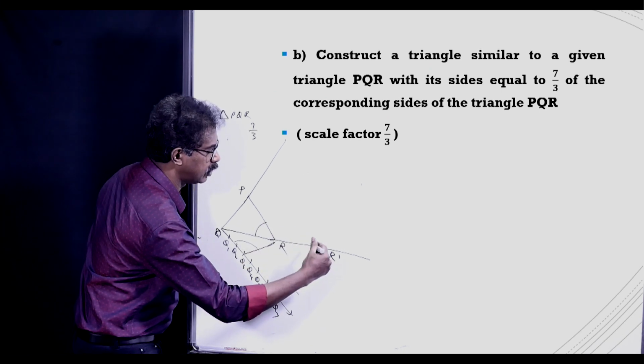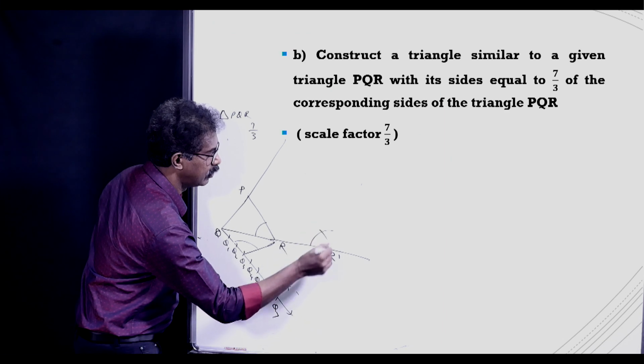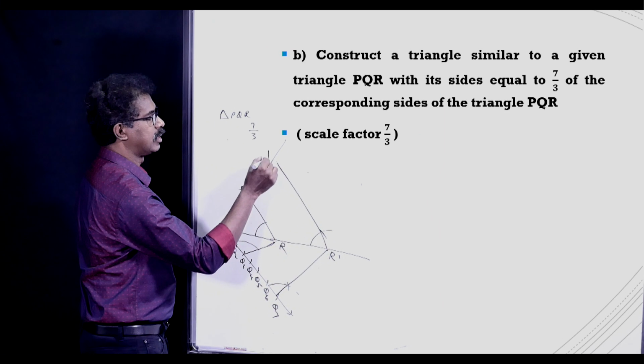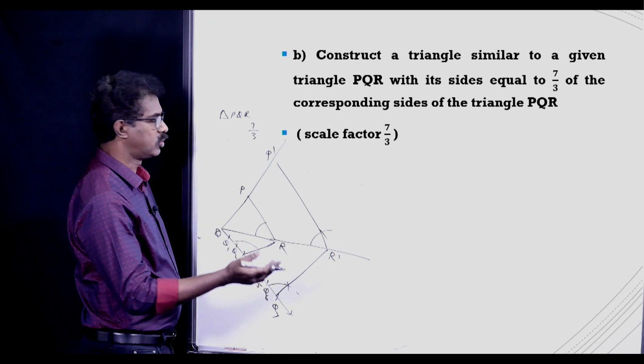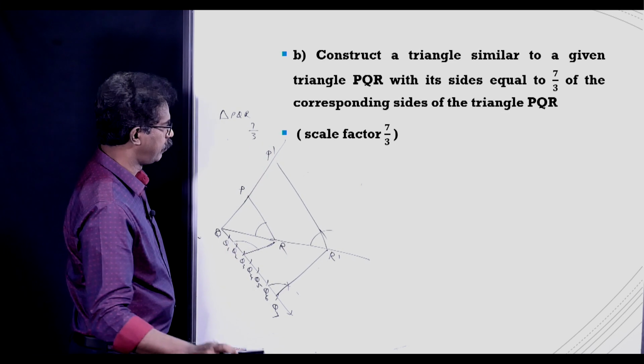Same measurement, keep it here, draw the arc. Measure this length, cut it. Join these two and extend it. That is P dash. Are you able to understand this? So this is the required triangle. It's an enlarged one. Okay.